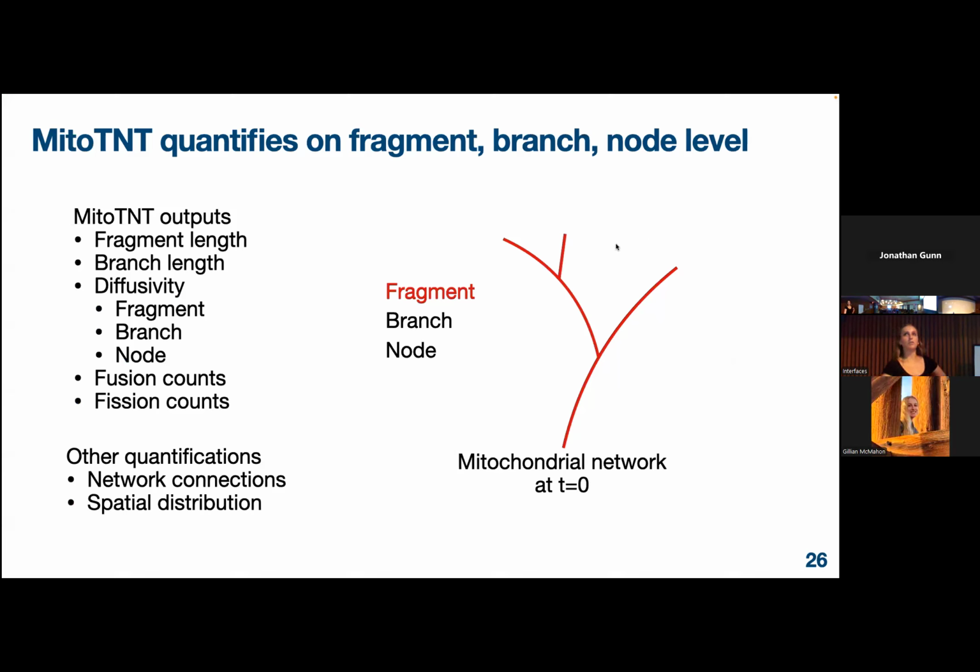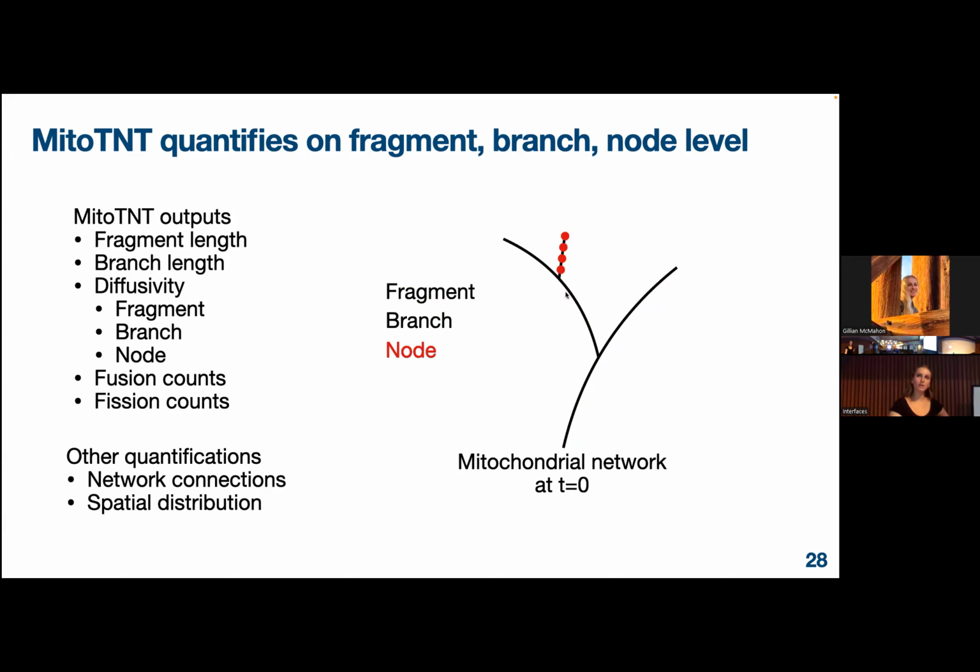MitoTNT quantifies on the fragment, branch, and node level. A fragment is a full network that looks like this. A branch is basically an end-to-end right here. And a node is equally spaced points along the fragment or the branch. So MitoTNT gives us values for the lengths of the fragments and the branches and diffusivity on all three levels, and looks at fusion and fission.